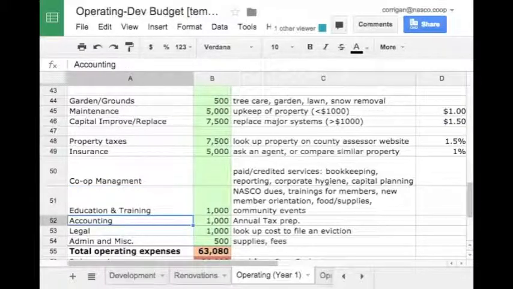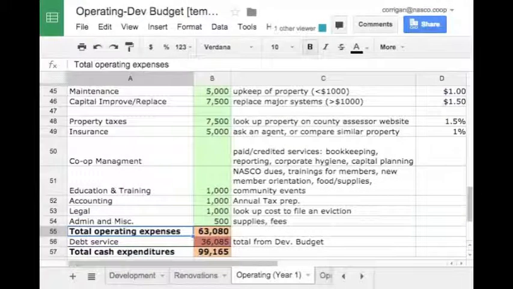We have a line for accounting, which is preparing the annual tax returns. Legal services, you should budget at least as much annually as it costs to complete an eviction, which might include both the court filing fees and an attorney's fee to conduct that. Hopefully you won't need to use it, but it's good to know that if you got into a situation where the co-op needed to evict a member, it would have the money set aside to do that. And an admin and miscellaneous line.